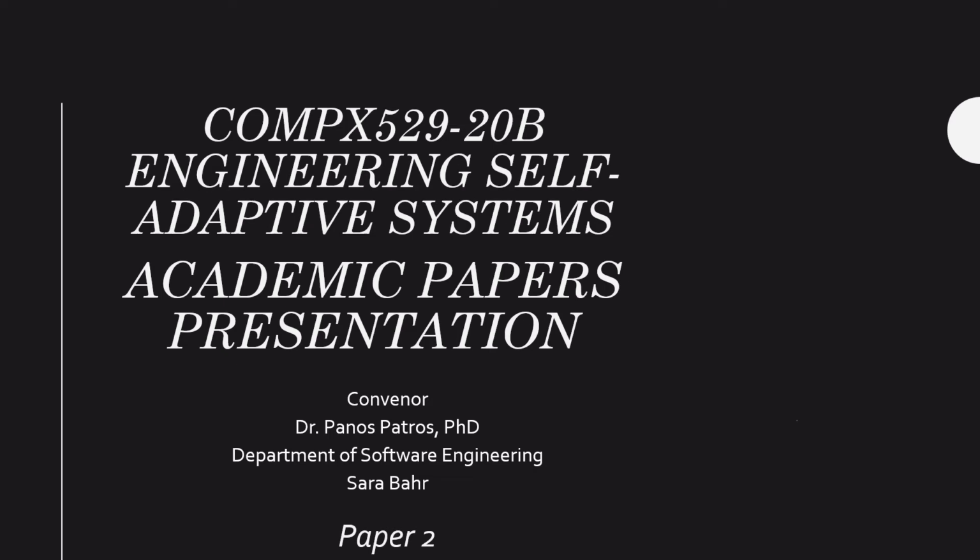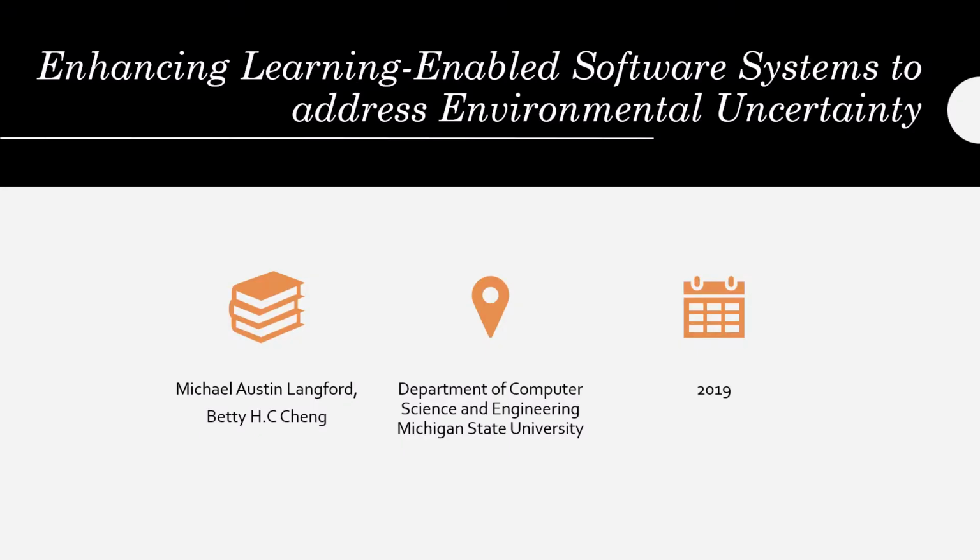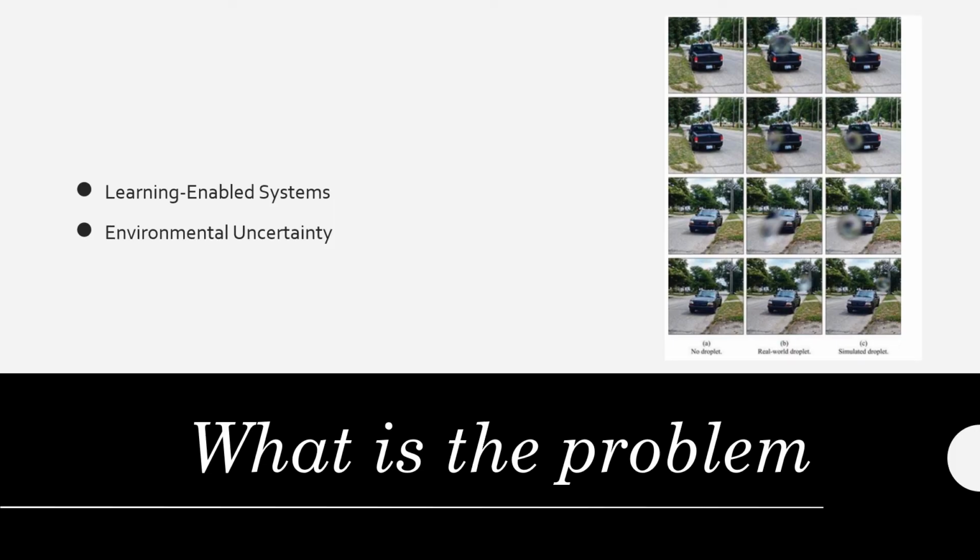This is my recording for my second research paper. The title of this paper is Enhancing Learning-Enabled Software Systems to Address Environmental Uncertainty. This paper looks into the issue of learning-enabled systems training data sufficiently when faced with environmental uncertainty.